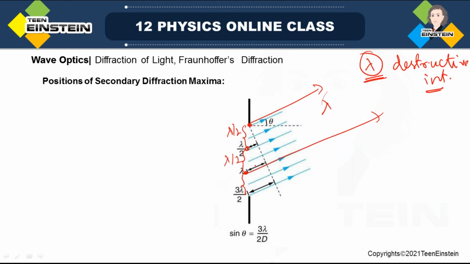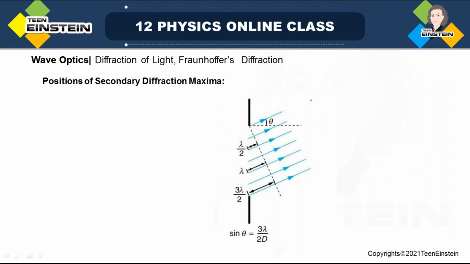Suppose this is point A, this is C, this is B, and this is D. So light from A and D will give you lambda path difference. They will interfere destructively, so no light, no brightness will be happening. Again, if you take any source here, the corresponding point will be there in between.